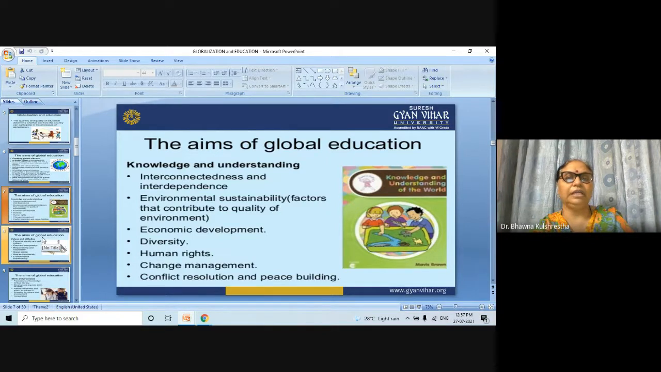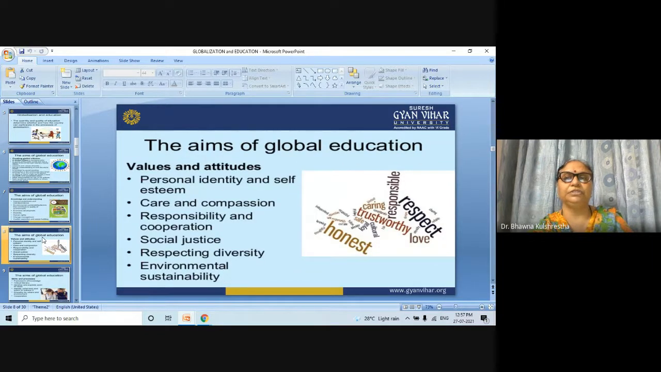The next aim of global education: values and attitudes. Personal identity and self-esteem, care and compassion, responsibility and cooperation, social justice, respecting diversity, and environmental sustainability. These are the values and attitudes of global education.